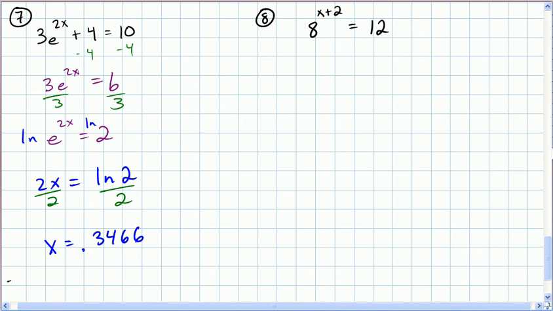Number 8. Anytime we have any other number besides e to a power of x or some variable, we're going to take the log of both sides. Taking the log of both sides here. Exponent should come down in front.